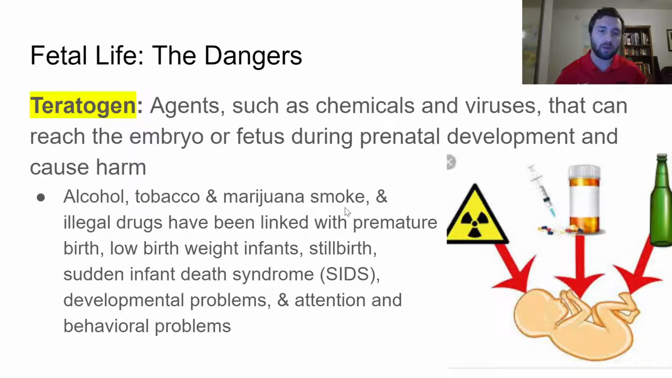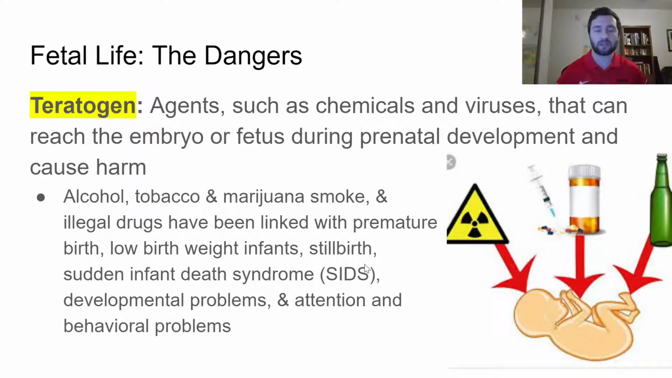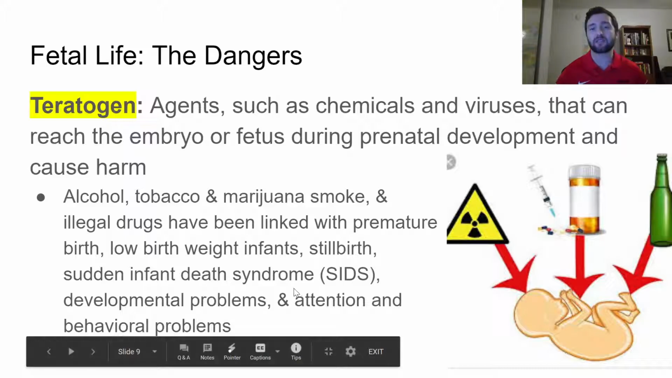Alcohol, tobacco, marijuana smoke and illegal drugs have been linked to a whole bunch of different things like premature birth, low birth weight infants, stillbirth, which is a baby who is born dead, sudden infant death syndrome or SIDS, developmental problems, and attention and behavioral problems as well.